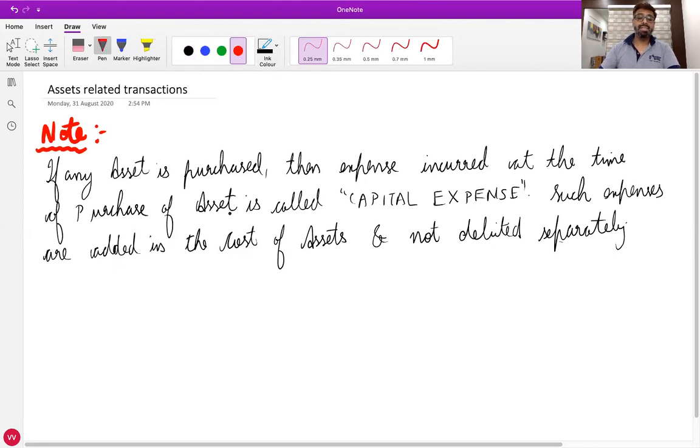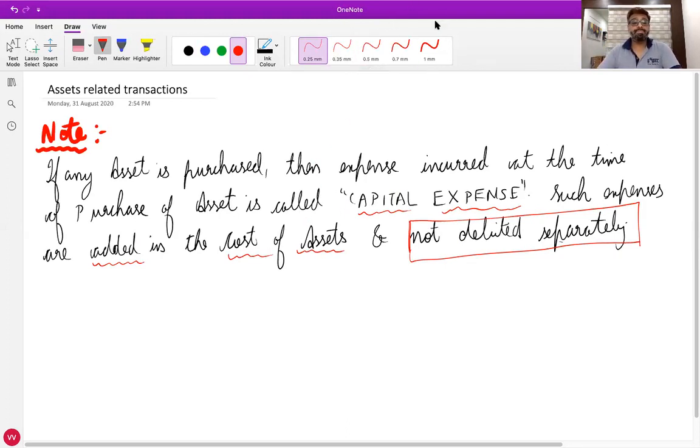Okay, what do we do with such expense? We will add it in the cost of assets, and you will not debit it separately by the rule of debit all expenses and losses. Did you all understand this portion, everyone? Yes, sir. Sir, I did not understand the last line.